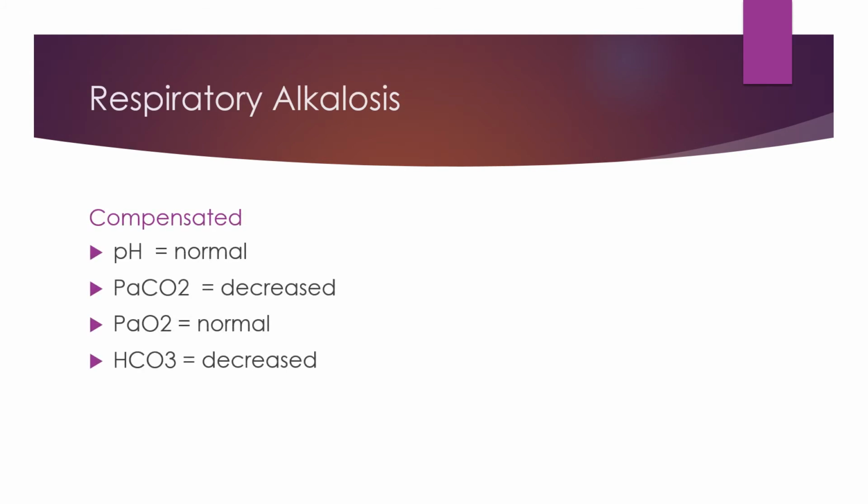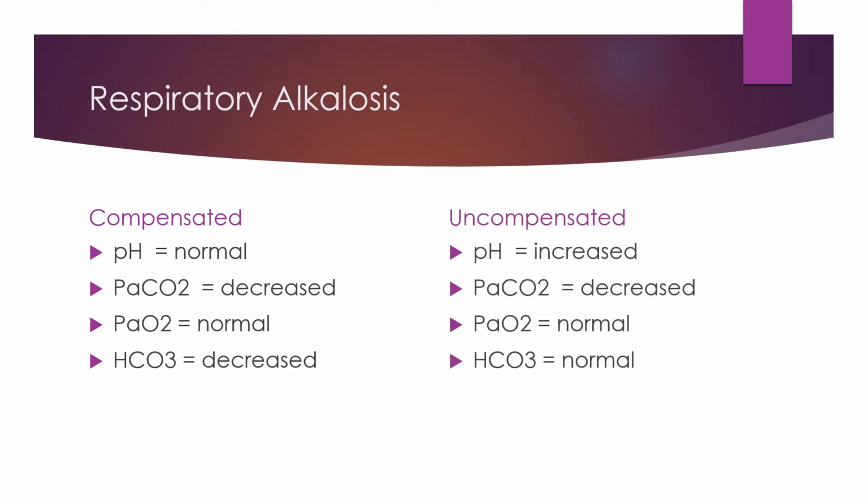Compensated respiratory alkalosis will include a pH being normal, the partial pressure carbon dioxide decreased, the partial pressure oxygen normal, and bicarbonate decreased. Now, uncompensated respiratory alkalosis will include a pH increased, partial pressure carbon dioxide decreased, partial pressure oxygen normal, and then bicarbonate normal.